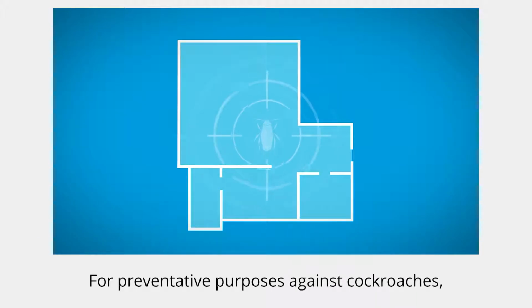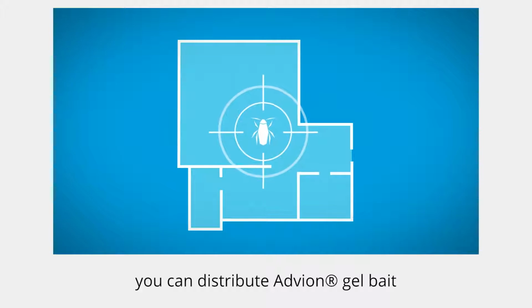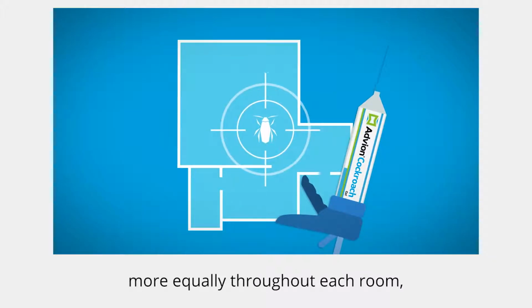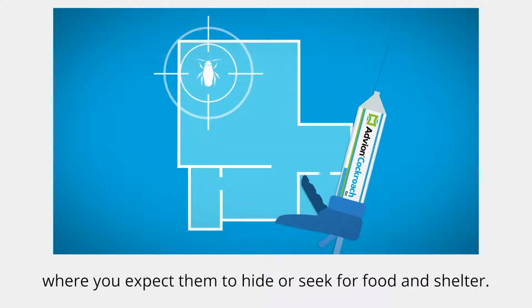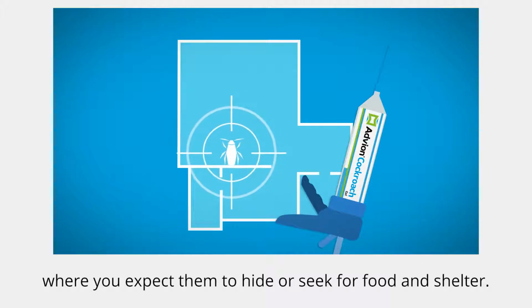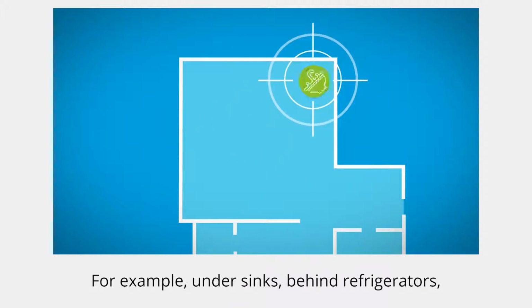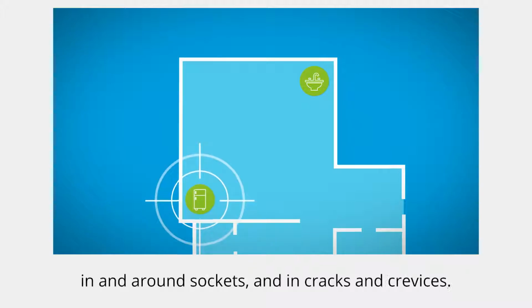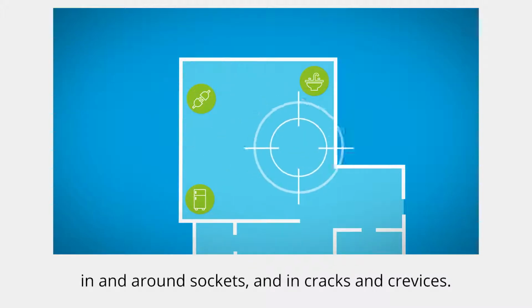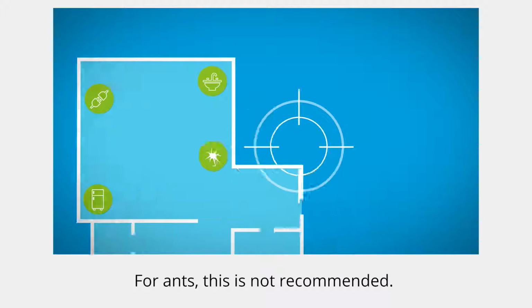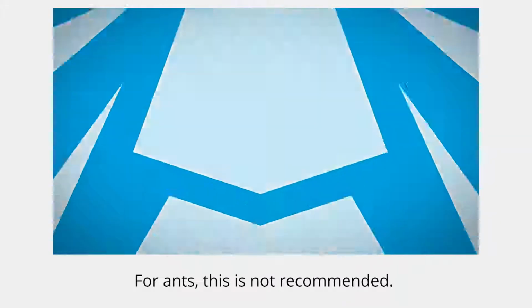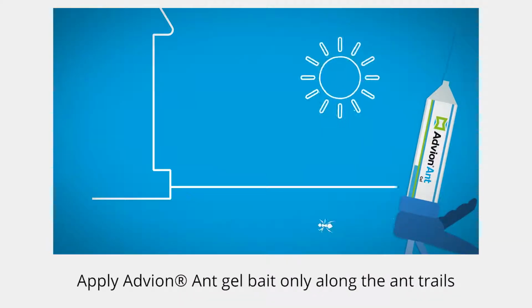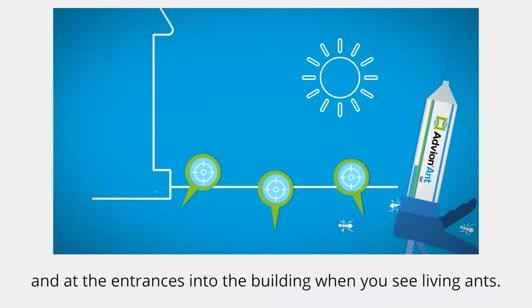For preventative purposes against cockroaches, you can distribute Advient gel bait more equally throughout each room, where you expect them to hide or seek for food and shelter. For example, under sinks, behind refrigerators, in and around sockets, and in cracks and crevices. For ants, this is not recommended. Apply Advient ant gel bait only along the ant trails and at the entrances into the building when you see living ants.